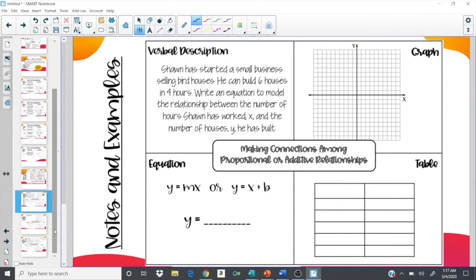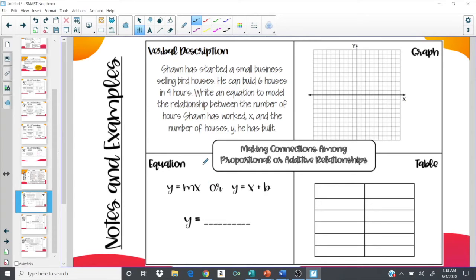Okay, so we are going to practice making connections among proportional and additive relationships. So we're given a verbal description and we are going to represent that relationship using a graph, table, and an equation. Sean has started a small business selling birdhouses. He can build 6 houses in 4 hours. Write an equation to model the relationship between the number of hours Sean has worked, X, and the number of houses, Y, he has built.